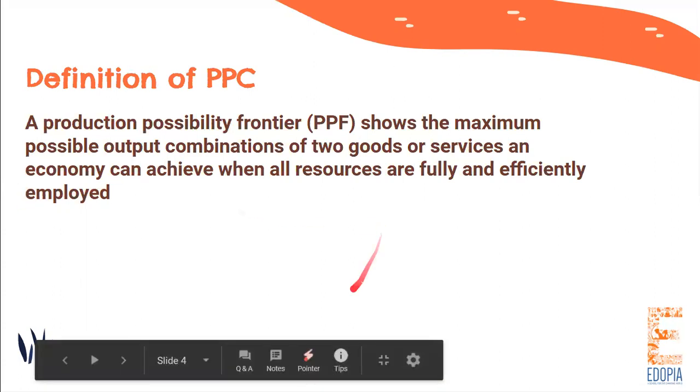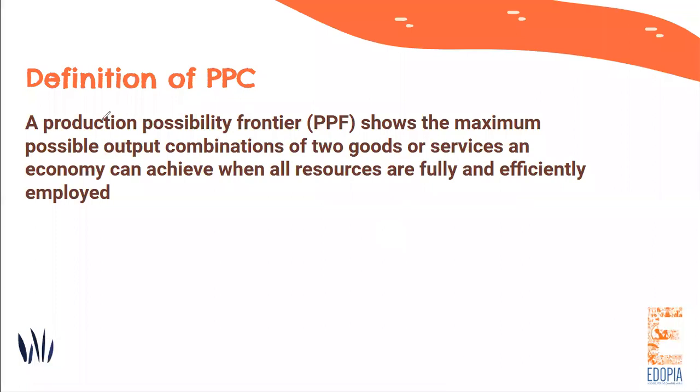So now first let's try to understand and break the definition into different parts. The definition says a production possibility frontier, because the curve is also known as a frontier, and the other name for the production possibility curve is a transformation curve. So it has three names: production possibility curve, production possibility frontier, and production possibility transformation. It shows the maximum possible output. So the very first thing that it's talking about is that it shows the maximum possible output.